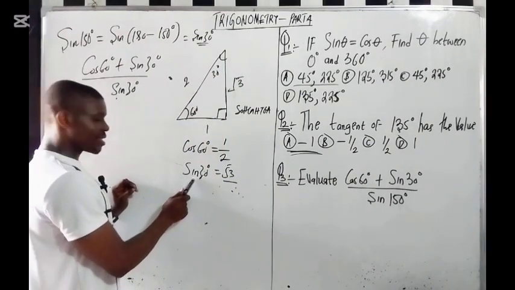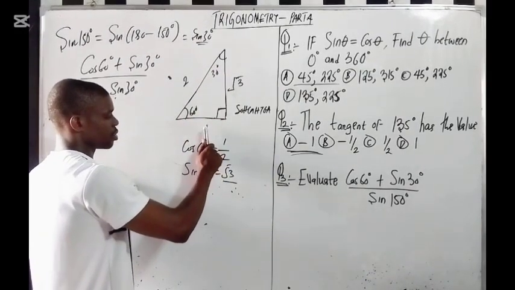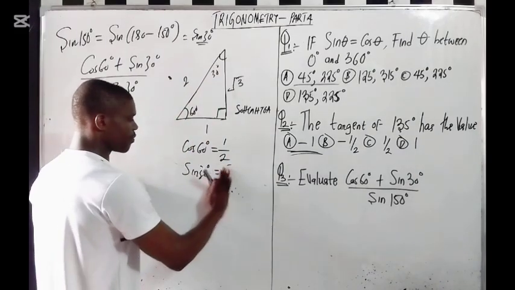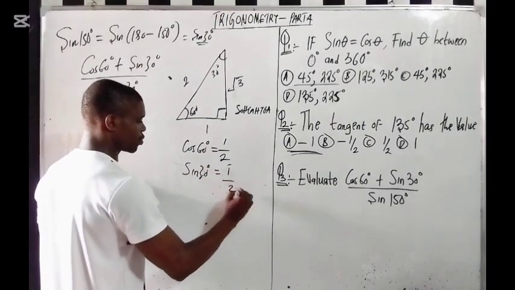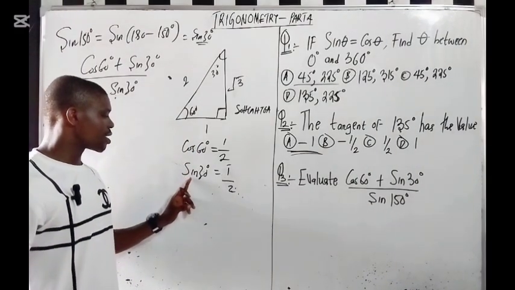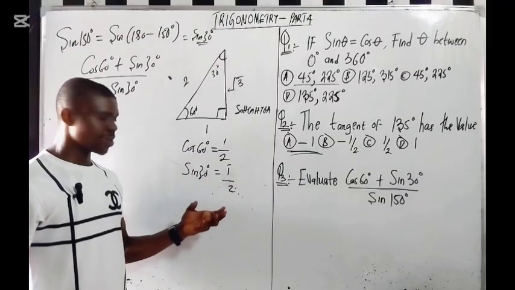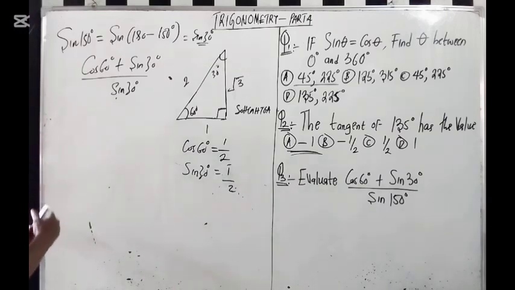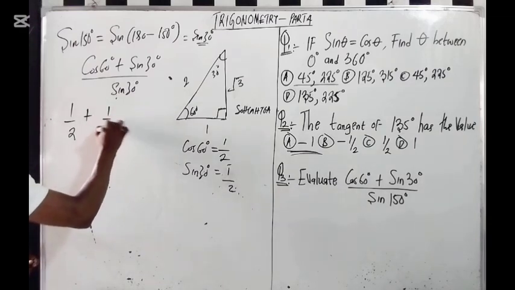Then sine 30 degrees, this 30 degree angle here. We have opposite over hypotenuse. So you have opposite, which is 1, over hypotenuse, which was 2. So cos 60 degrees and sine 30 degrees are the same thing. So let's input the values here. We have 1 over 2 plus 1 over 2.